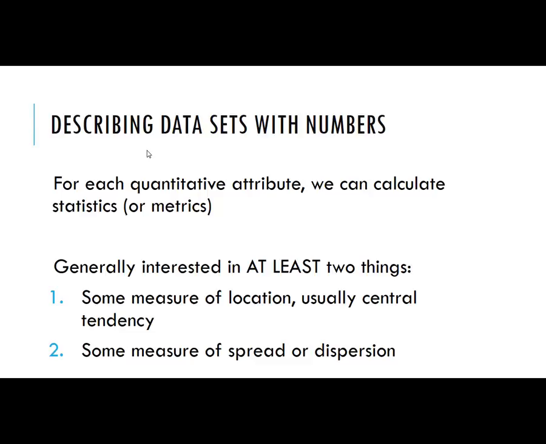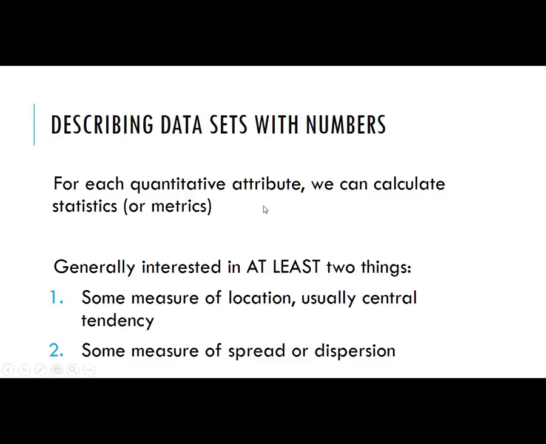We need some measure of location. Usually we're looking for central tendency, so where do most of the numbers fall around, right? And then we're also looking for some measure of spread or dispersion. So how diverse is this particular data? How homogeneous or similar is it?